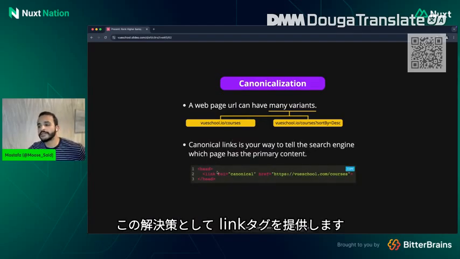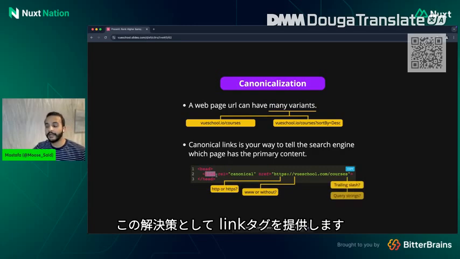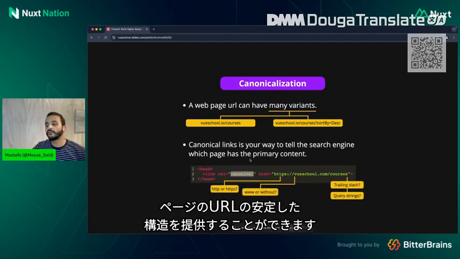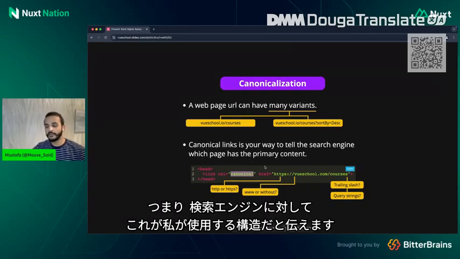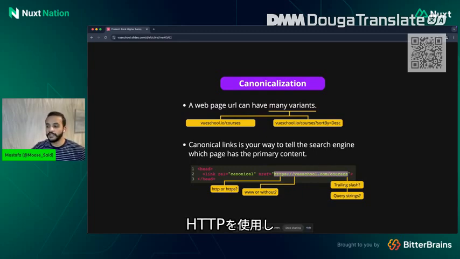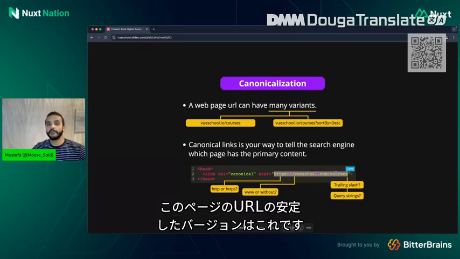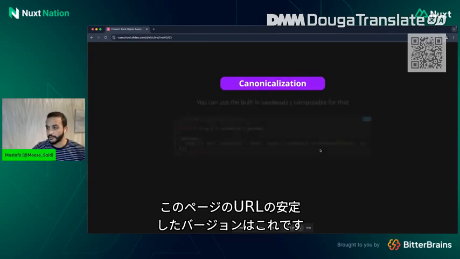So a solution for this is that you provide a link tag. This link tag with the rel attribute set to canonical allows you to provide a stable structure of your page's URL. So you tell search engines that this is the structure that I use. I use HTTP, I use without www, I use without trailing slash, and I don't have query strings. This is the stable version of my URL for this page.